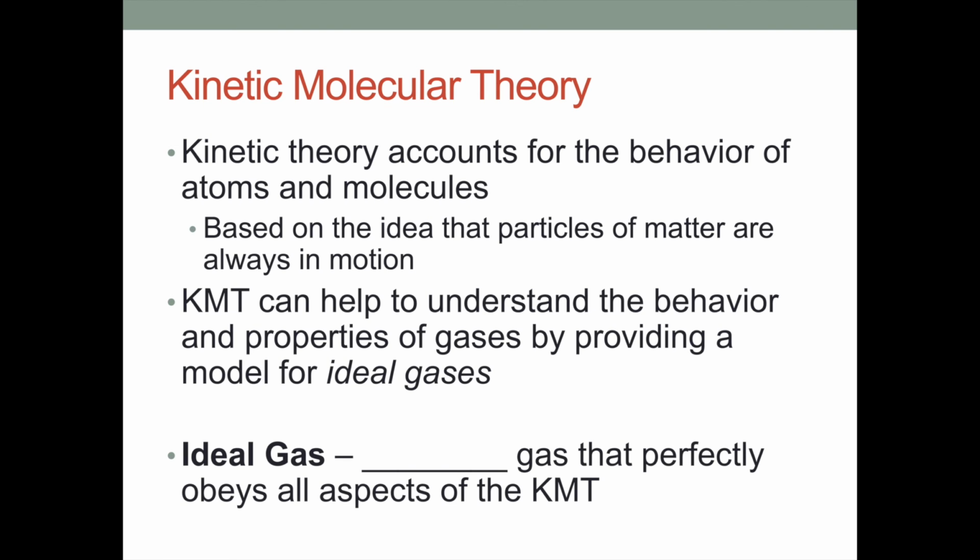Now, real gases have complex interactions, so we use a theoretical ideal gas to simplify these interactions and model real behavior. So the kinetic molecular theory establishes 5 postulates on ideal gas behaviors. So an ideal gas is an imaginary gas that perfectly obeys all aspects of the KMT. So let's investigate each of those postulates.